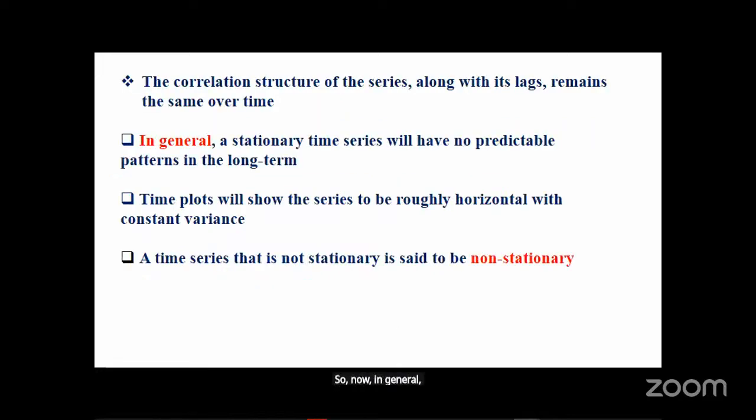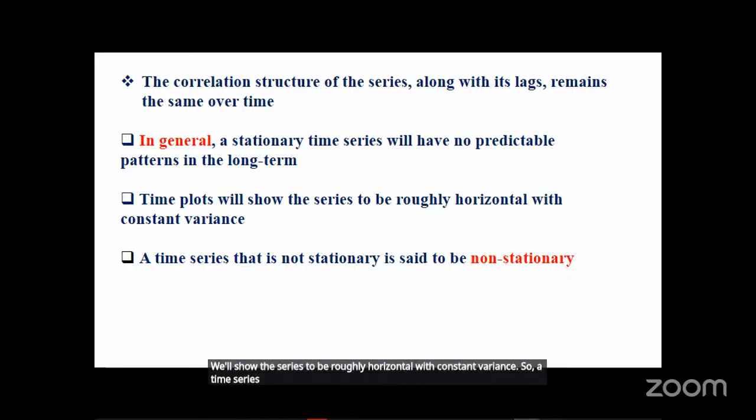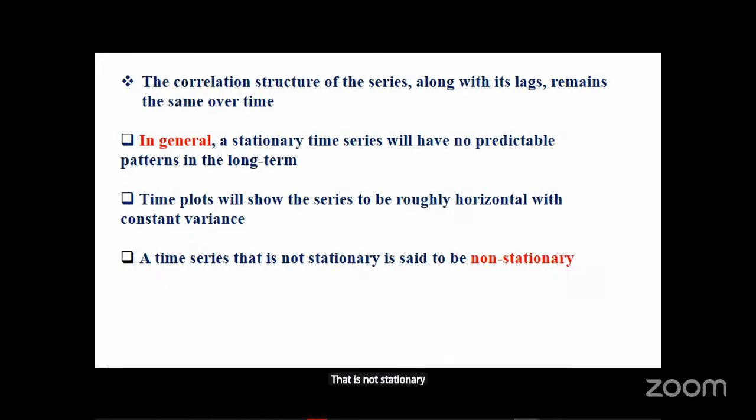So now, in general, a stationary time series will have no predictable pattern in the long term. So the time plot will show the series to be roughly horizontal with constant variance. A time series that is not stationary is said to be non-stationary.